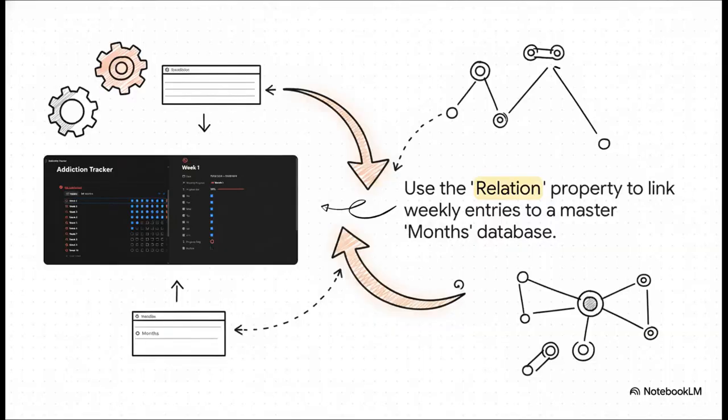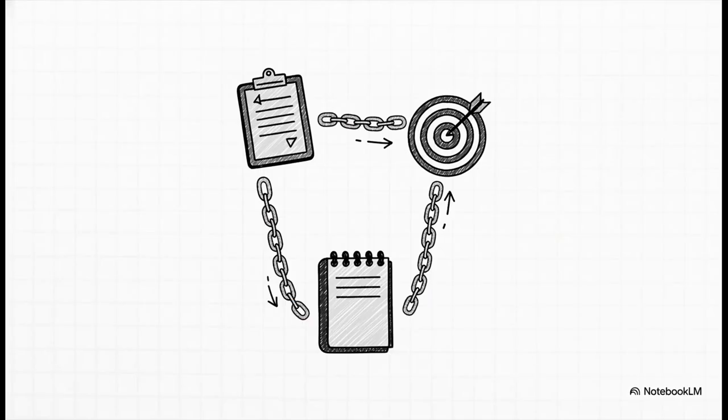And the secret weapon for this? It's the relation property. You can see right here, each weekly entry is linked up to month 1. This creates a powerful connection, like a bridge, between our weeks database and our separate months database, letting them talk to each other and share info. I mean, just think about the possibilities. You could connect your daily tasks to huge company goals, or link all your research notes directly to the project they belong to. It's all about creating a web of context.